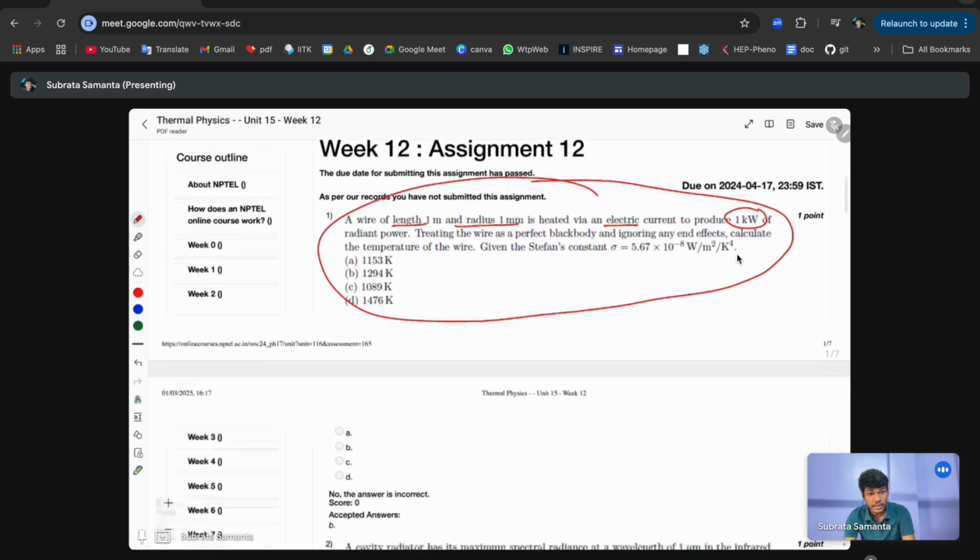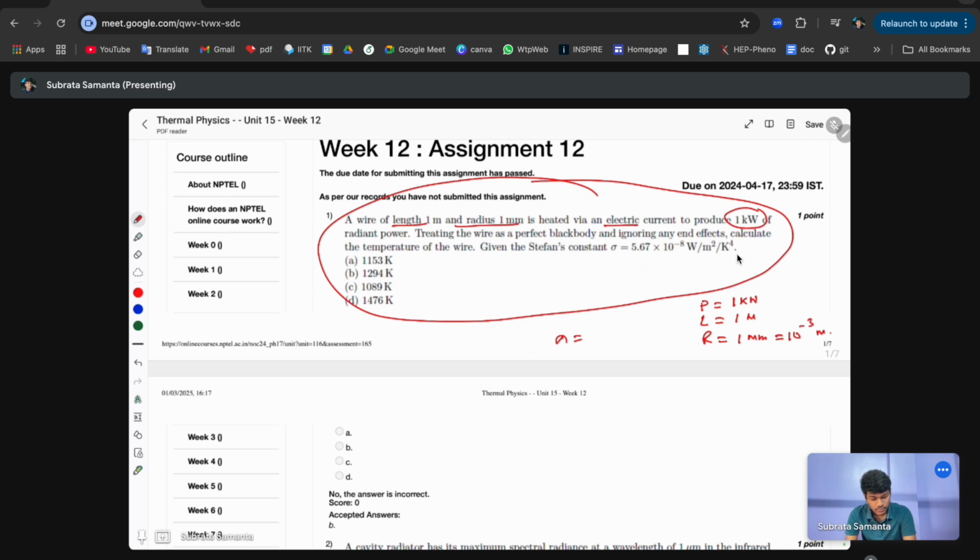So your length L is 1 meter and radius r is 1 millimeter. First convert to SI units, so 10 to the power minus 3 meter. The power P is 1 kilowatt, the radiant power. This data is given, and the value of the Stefan constant is also given.